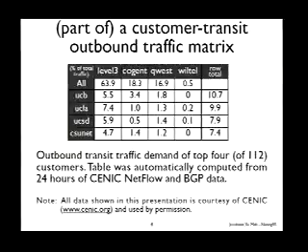Anyway, you see down the side some of their customers. That was the top 4, which account for about 40% of the transit traffic. Going across the top, you see their 4 transits, and the boxes is a breakdown of the traffic from that customer to that particular transit peer. This is computed off of 24 hours of their NetFlow and BGP data.